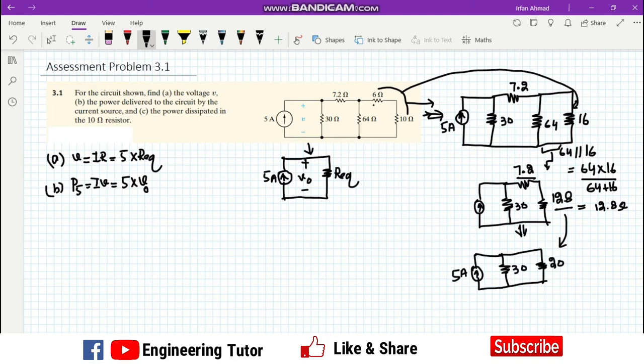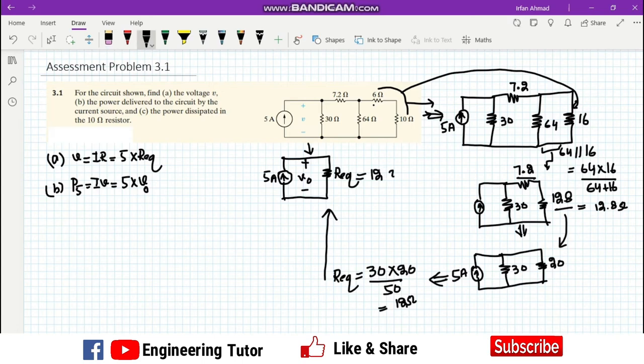Now we can see that these two are in parallel with each other. To find the equivalent, R equivalent equals 30 multiplied by 20 divided by 50, which is equal to 12 ohm. So this is the R equivalent, and now this circuit is of the form which we wanted. This R equivalent is equal to 12 ohm. So we have found the value which we needed.